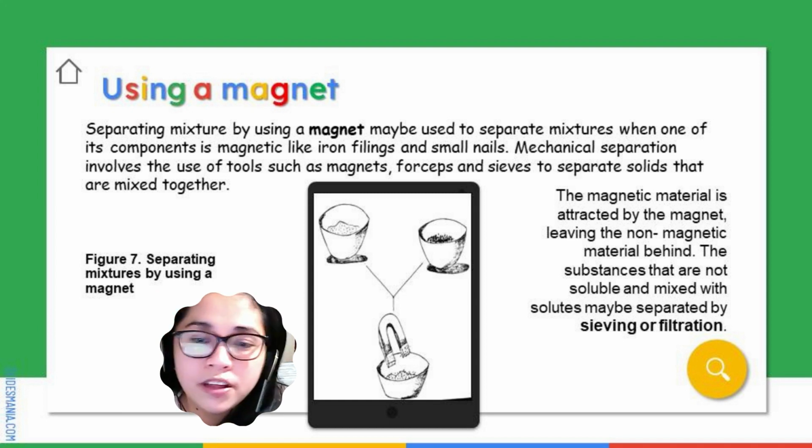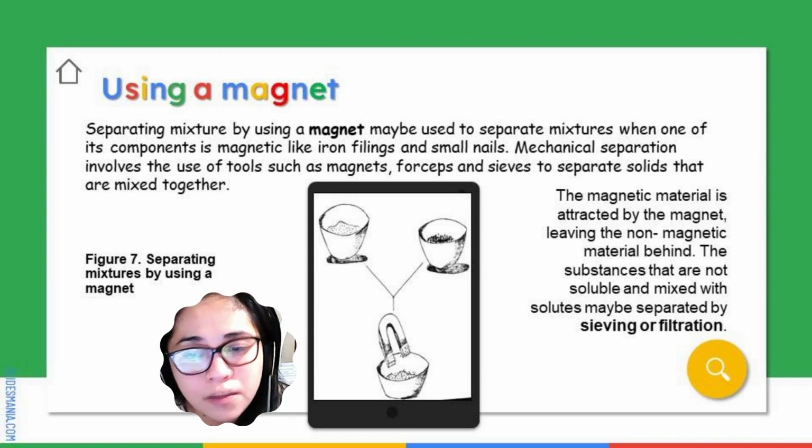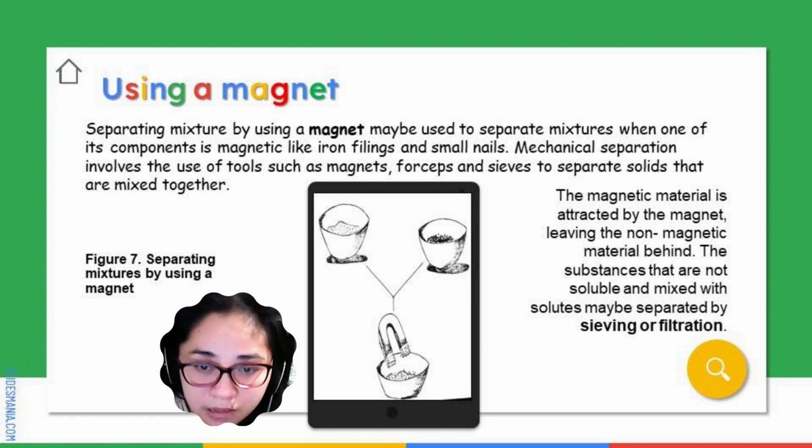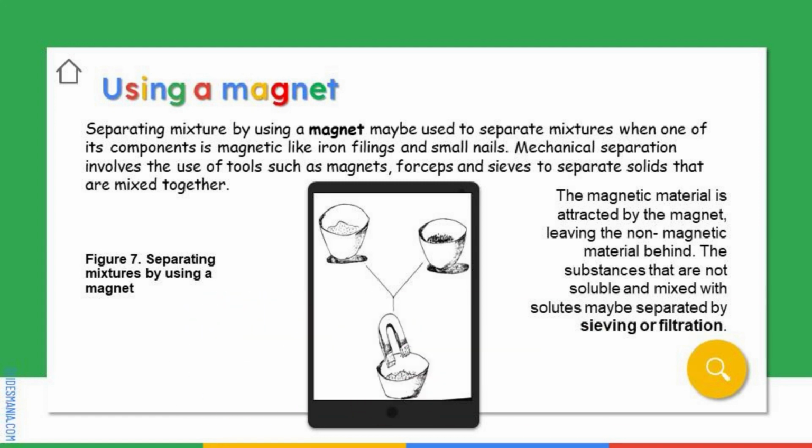Using a magnet. Separating mixtures by using a magnet may be used when one of the components is magnetic, like iron filings or small nails. Mechanical separation involves the use of tools such as magnets, forceps, and sieves to separate solids that are mixed together. Study figure number 7, separating mixtures by magnet.